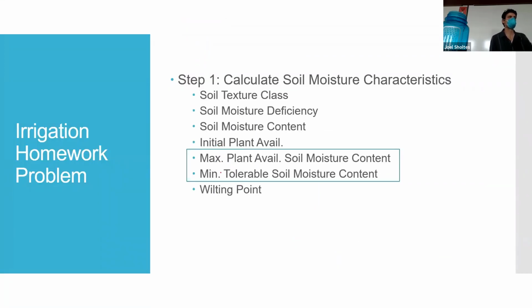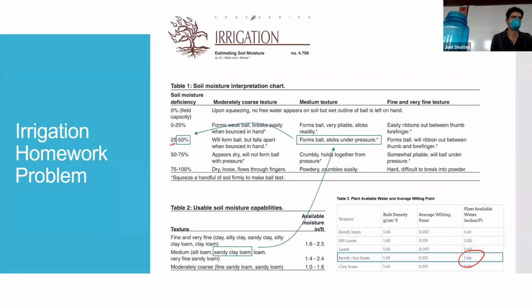The way this homework works is you want to maintain your water content between the maximum available and the minimum tolerable, which is from this table right here. That's your minimum, or sorry, that's your wilting point. So the minimum tolerable is this minus 50%.